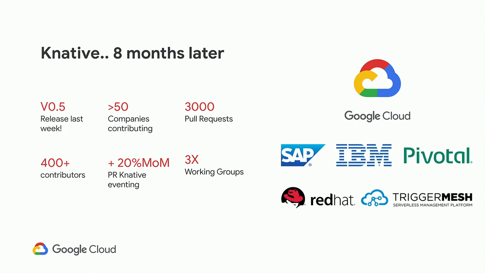The new things that are in there are in Knative eventing. There's a new model with broker and trigger. We have over 50 companies contributing. We have three times the working groups that we had when we started. We have this great collaboration with all of our partners and this great ecosystem. And my coworker told me that he saw two jobs on LinkedIn that asked for Knative expertise. So I think that's the sign that this project is really taking off.